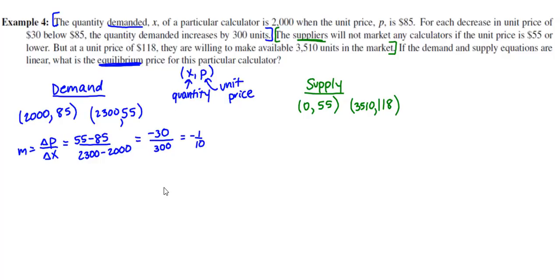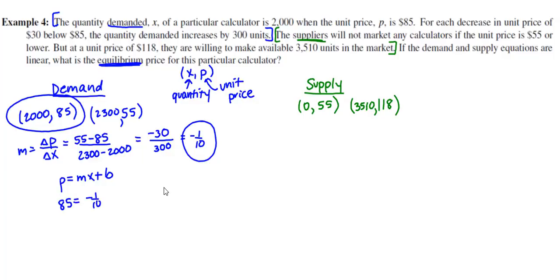Okay, so then we need to find the equation. So remember, we have multiple ways of doing this, but I'm going to use the slope-intercept form. So P equals mx plus b. So it's just P instead of y. And then I need to plug in one of my points and my slope. So I'm going to use my first point, and I'm going to use my slope. Plugging in, I get 85 is equal to negative 1/10 times 2,000 plus b.